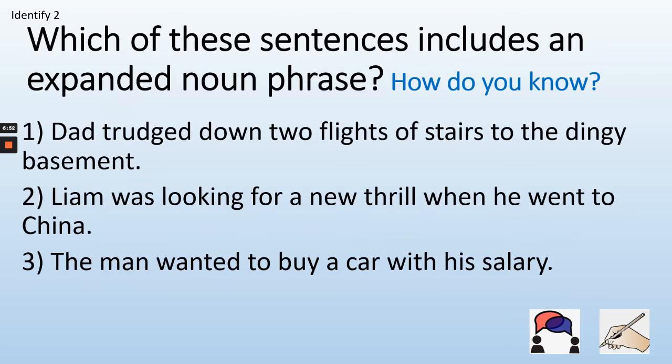So, just like we would in class, I'd like you to write 1, 2, and 3 on your piece of paper and tick or cross. Which of these sentences include an expanded noun phrase? And for an extra challenge, how do you know? How can you explain that it does have an expanded noun phrase or it doesn't? Tick or cross, pause the video now.